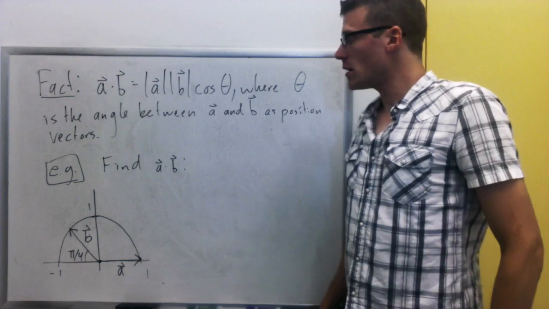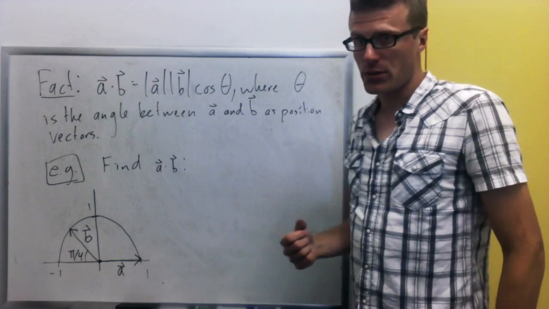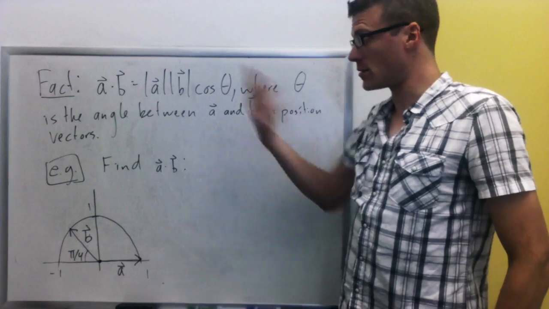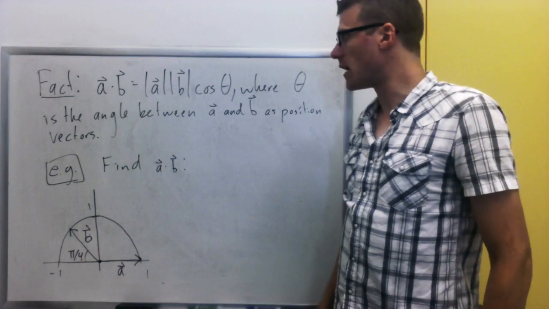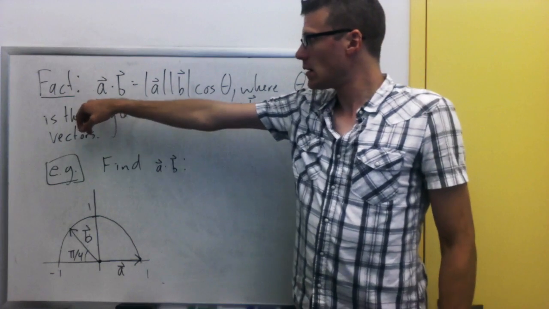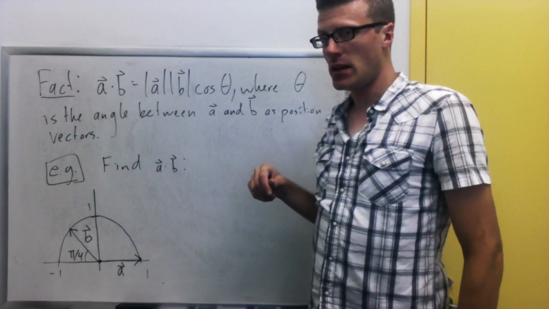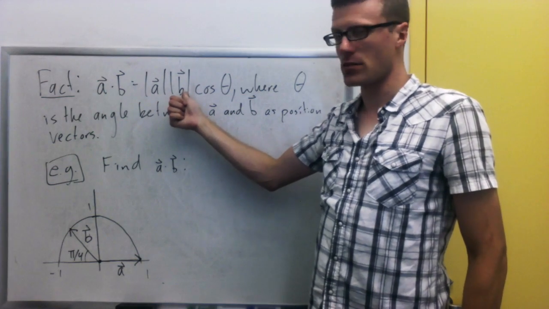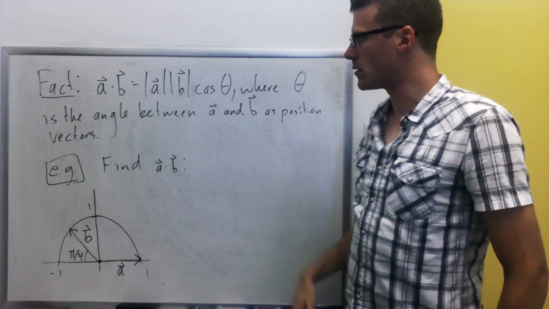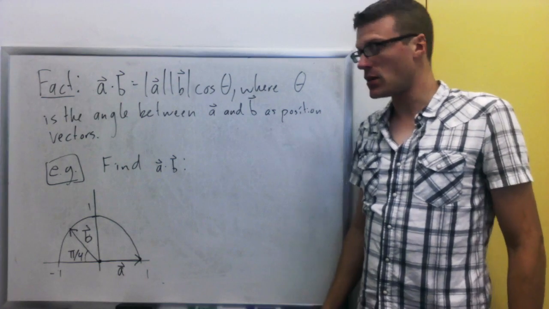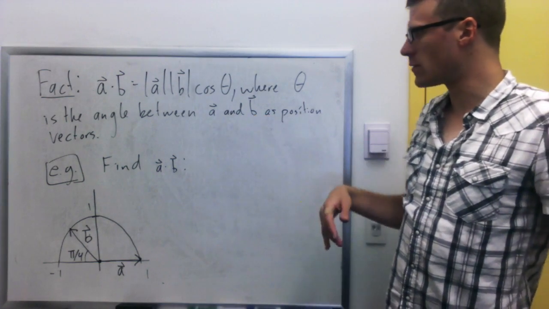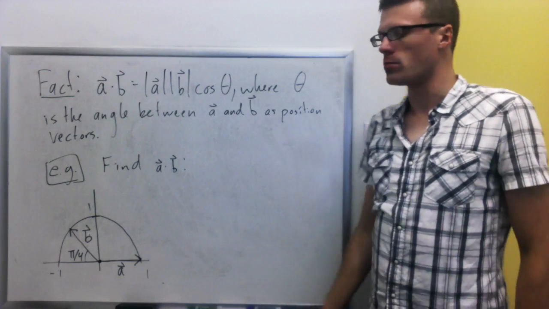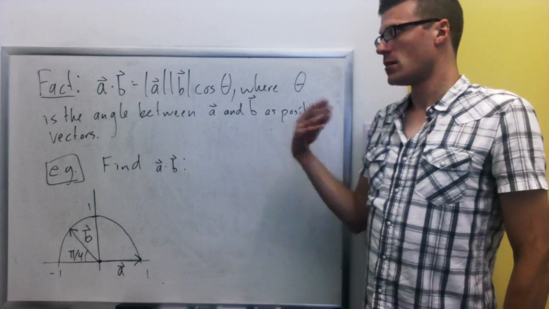Okay, so here is another fundamental fact about dot products. In fact, sometimes people take this to be the definition of dot product. So A dot B is equal to the magnitude of A times the magnitude of B times cosine of theta, where theta is the angle between A and B if we represent them, for example, as position vectors, both with initial point at the origin.